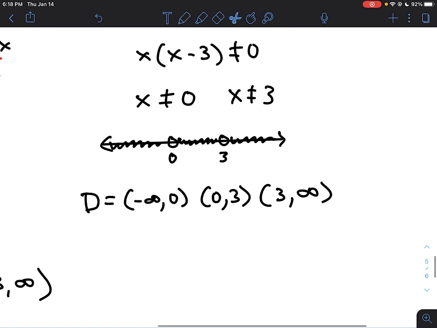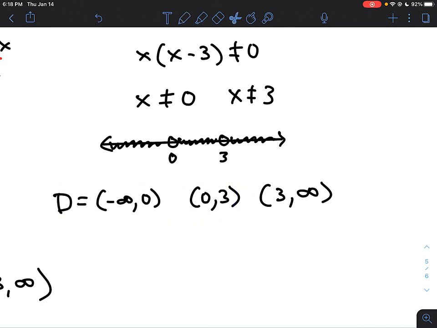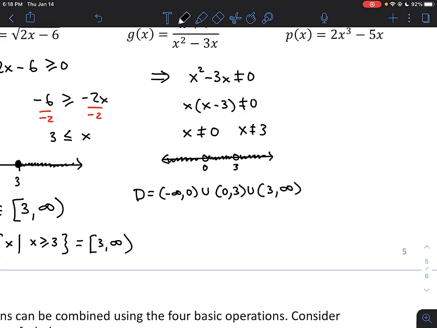And then the symbol that we want to put between these pieces to show that x could be anything from any of these intervals is to put the union sign between them all. So your domain is the union of these 3 intervals. Now it's a lot easier to just say what x can't be. So sometimes you'll just see a simple D colon and then say, hey, x can't be 0 or 3.